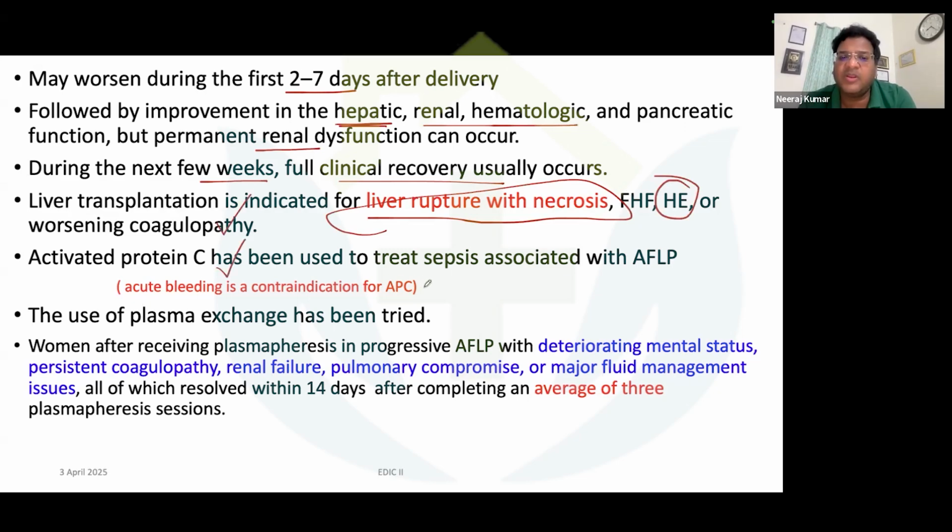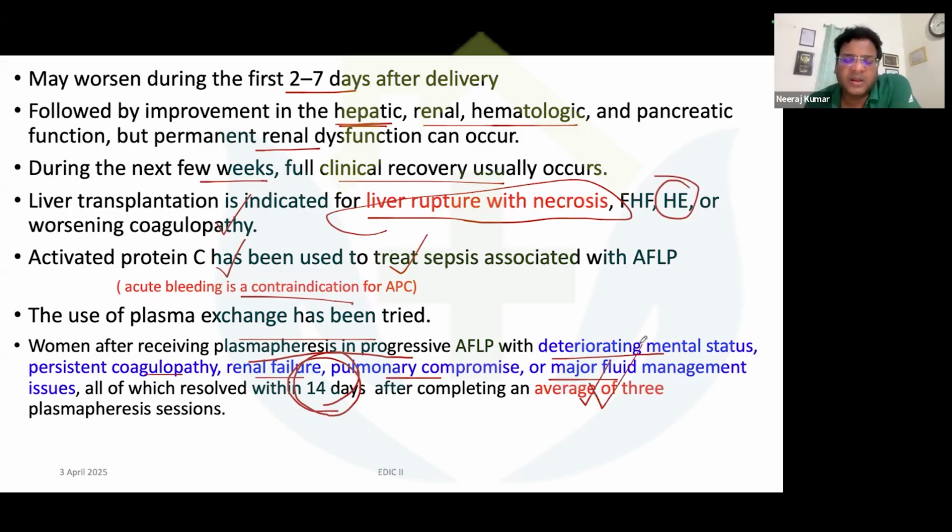Activated protein C has been used to treat sepsis associated with AFLP. Although acute bleeding is a contraindication, plasma exchange has been tried, and what they found is that women receiving plasmapheresis in progressive AFLP with deteriorating mental status, persistent coagulopathy, renal failure, pulmonary compromise, and major fluid issues, all of them resolved within 14 days after completing 3 cycles of therapeutic plasma exchange, and the patient improved.